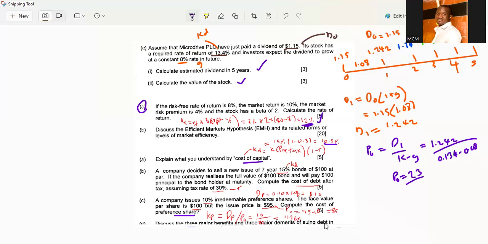The last question is you need to discuss the benefits and disadvantages of using debt in the capital structure. What are the advantages and disadvantages of using debt capital? I talked about them. Anyone remembers?